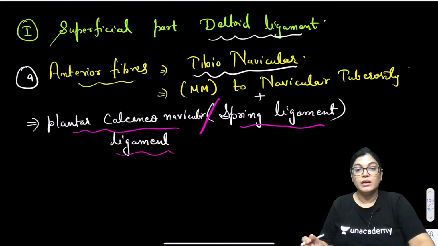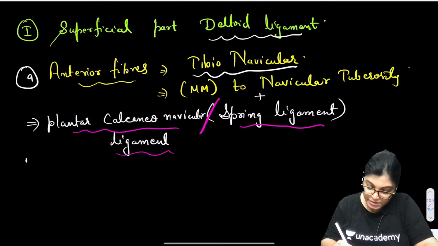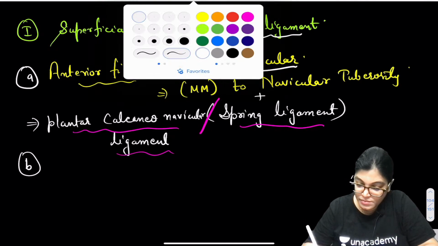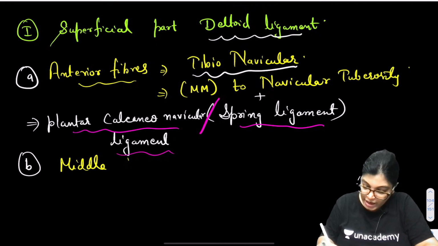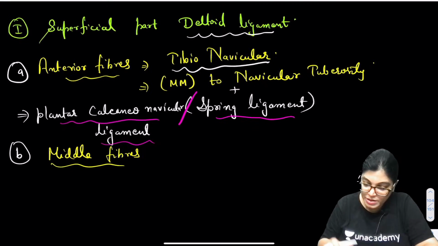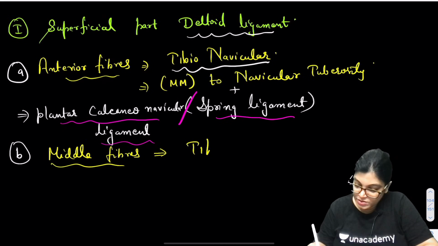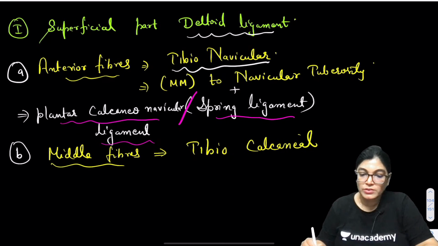Now, done with this. Now moving on to the next one. We have done the anterior fibers; now coming to the middle fibers. When I am talking about the middle fibers of the superficial part, it is called tibiocalcaneal, the tibiocalcaneal part of the ligament.